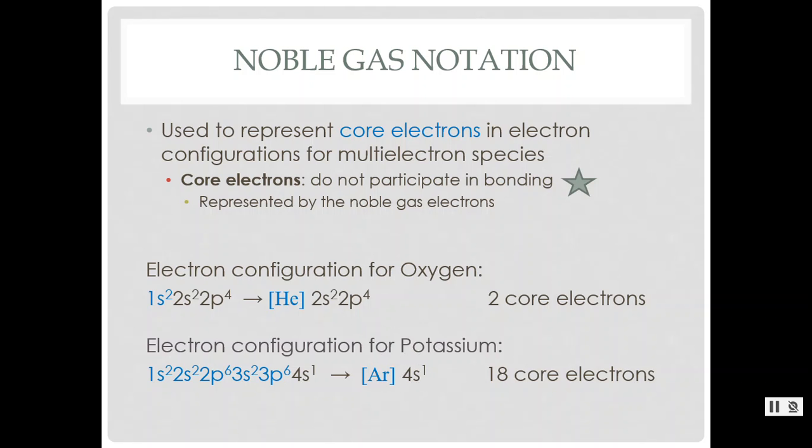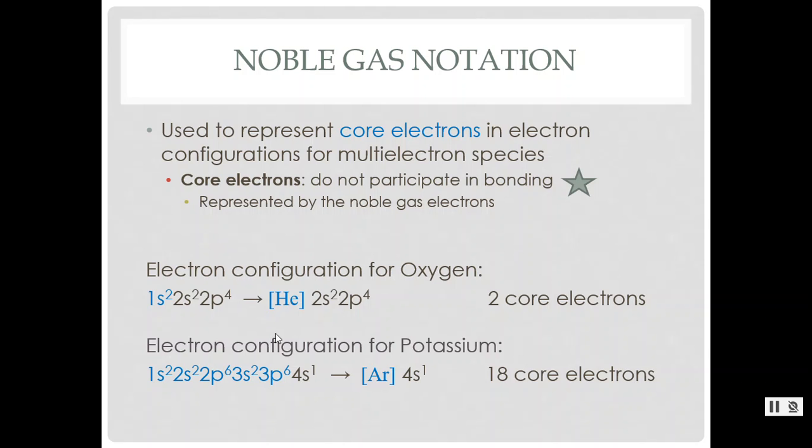So noble gas configurations let us easily determine the number of core electrons for an element. These are electrons that do not participate in bonding. In subsequent videos, we're going to talk about valence electrons a lot more, because valence electrons, those are the ones that are obviously not core electrons, but valence electrons are the ones that do participate in bonding.